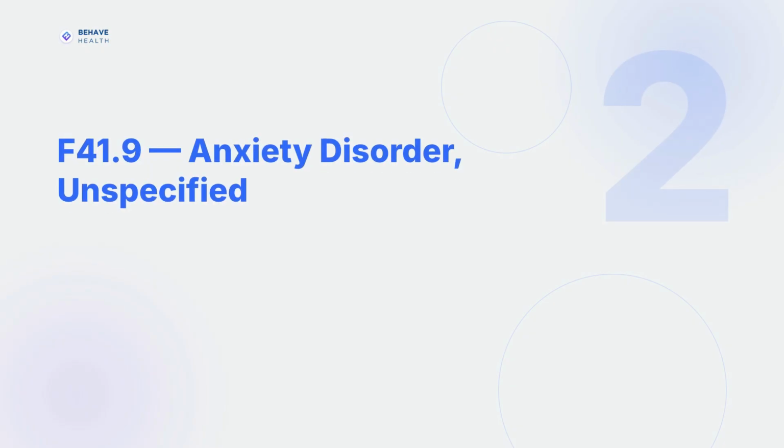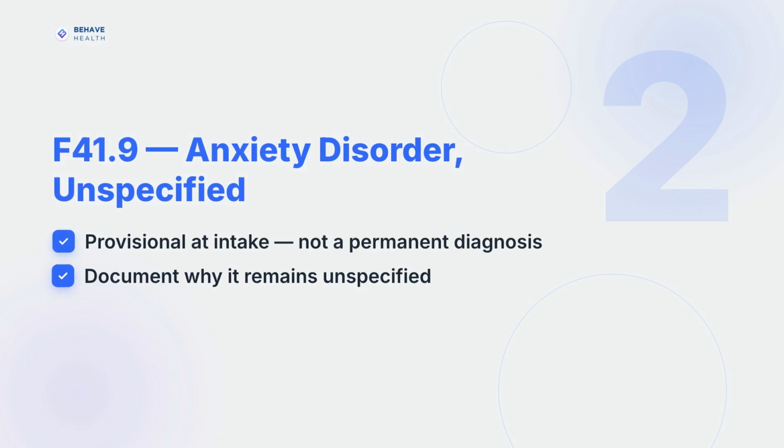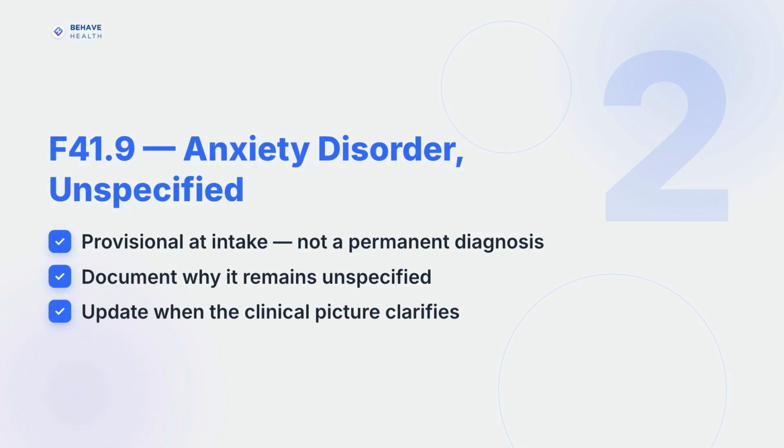F41.9, Anxiety Disorder, Unspecified. F41.9 is appropriate when anxiety is present, but a specific subtype is not yet confirmed, often used as a provisional diagnosis. Note why unspecified. For example, symptoms present only 2 months, so the 6-month GAD criterion is not yet met. Plan to refine to F41.1, F41.0, or another specific diagnosis, as soon as the evidence supports it.